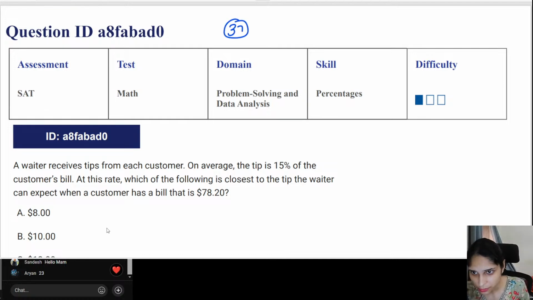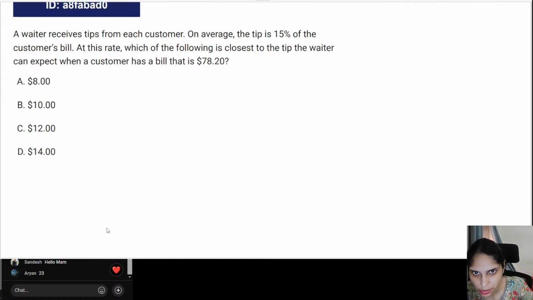So in 37, a waiter receives tips from each customer. On average, the tip is 15% of the customer bill. At this rate, which of the following is the closest to the tip the waiter can expect when a customer has a bill that is 78.20? So tip is 15% of customer's bill, and what they want to find out is the tip. Bill is 78.20.